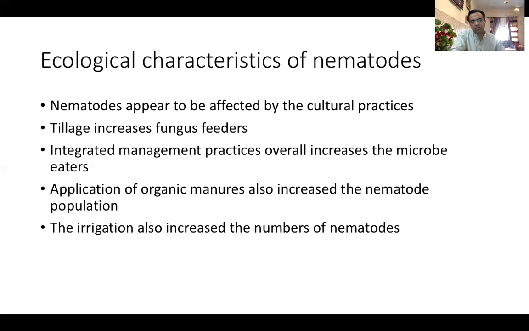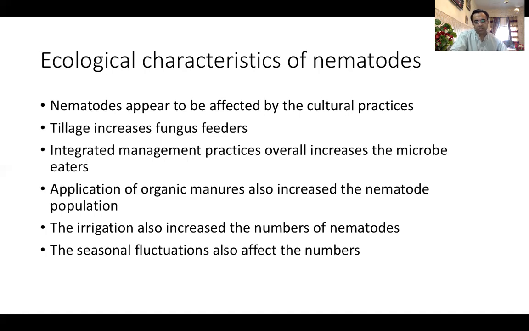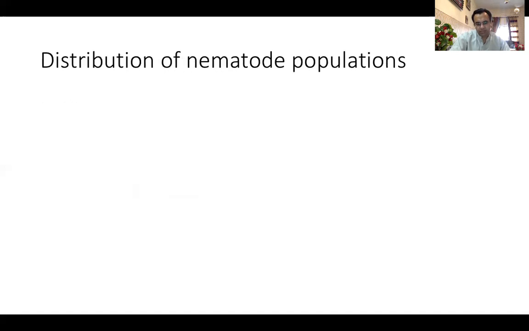And then irrigation also increases the number of nematodes. This may be related to the plant cover and increased organic matter due to availability of moisture. Then it has also been observed that with changes in the weather or with seasonal fluctuation, the numbers also change.